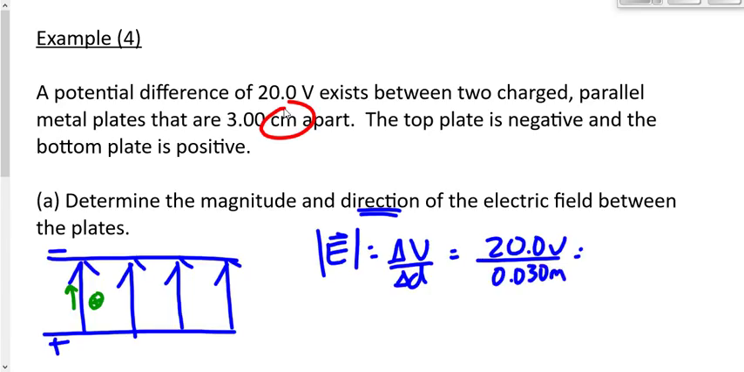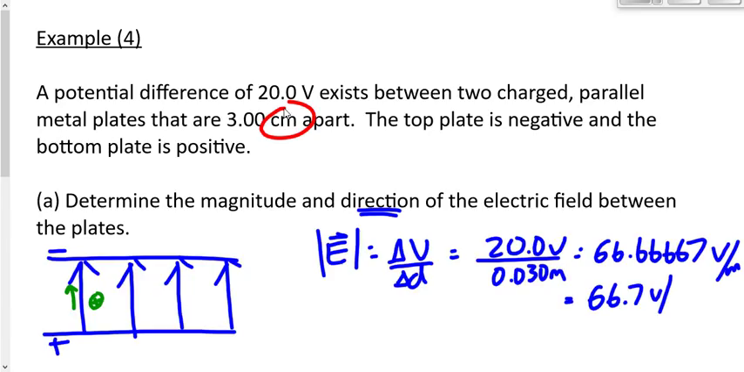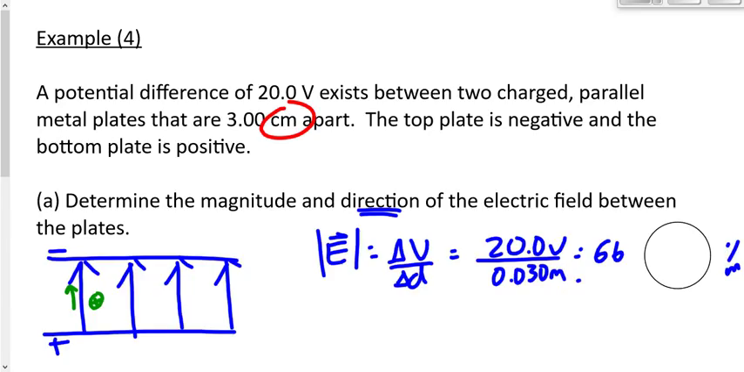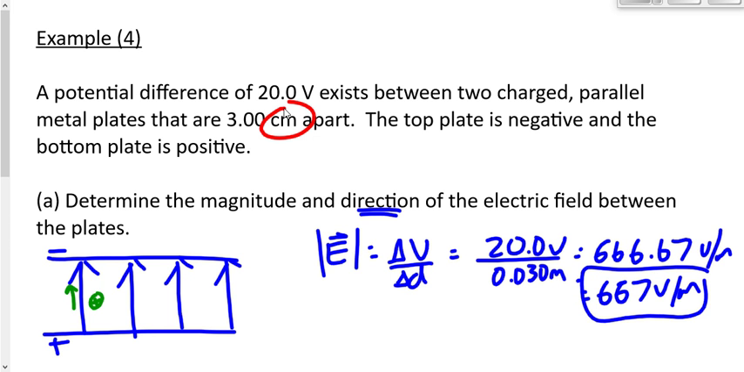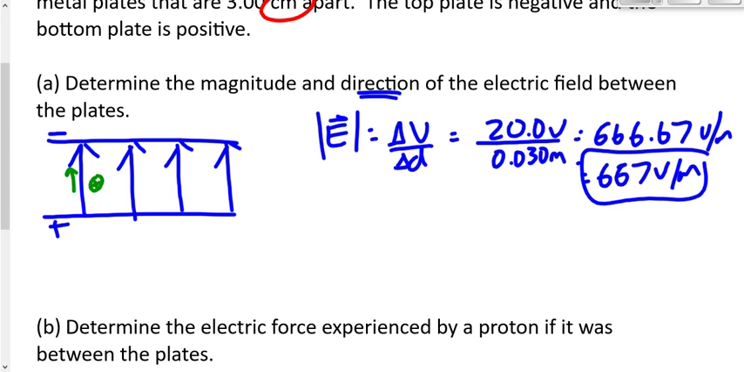And I think that gives me 66.66667. You can say volts per meter, or we could say newtons per coulomb. Either one of those works. Is it 666? Okay, sorry. 666.67 volts per meter, or we'll just say 667 volts per meter as a rounded value. Okay, easy enough, right? Make sure you don't use your producer equation for non-uniform fields, E equals kq over r squared.